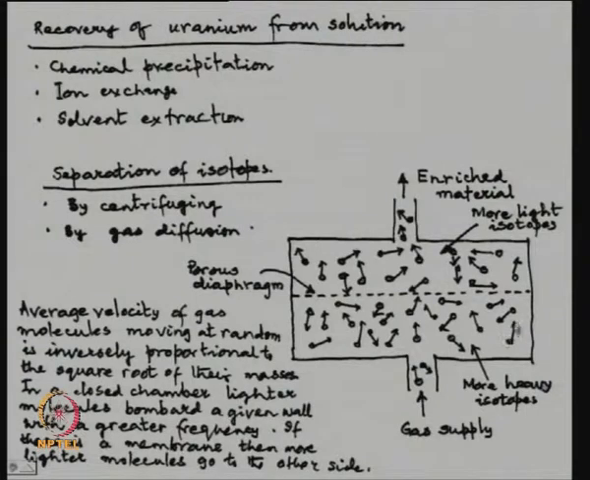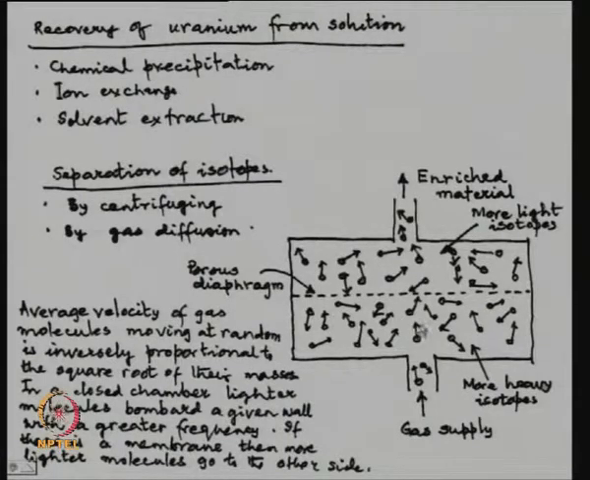So, all the gas molecules that are bombarding this membrane at random all the time, moving amongst themselves and colliding with each other, have a velocity distribution amongst them. There is a distribution of velocities, because they are constantly colliding with each other, but there is an average value. That average value for the lighter isotopes is higher.